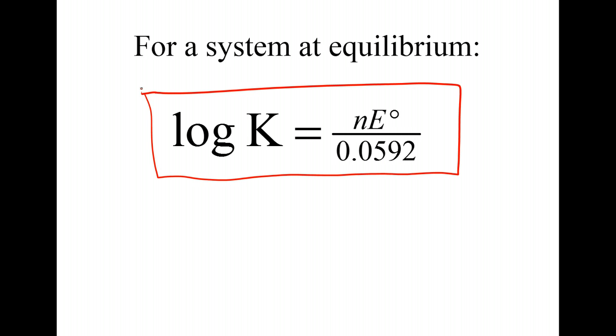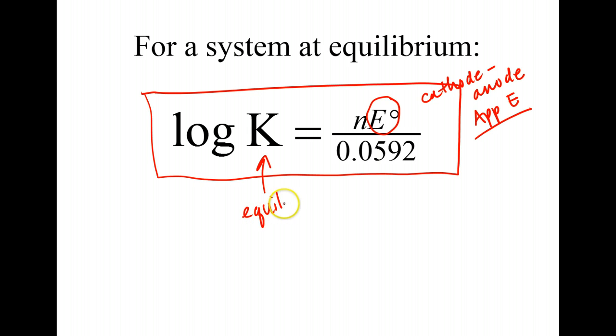So sometimes you may be asked to determine the cell voltage, the EMF or cell potential, and again, cathode minus anode is the way that is determined, and that comes from Appendix E. Anytime we are working with standard conditions, then you're going to use an appendix or a reference table to determine that. N is still your moles of electrons transferred, and K is the equilibrium constant.